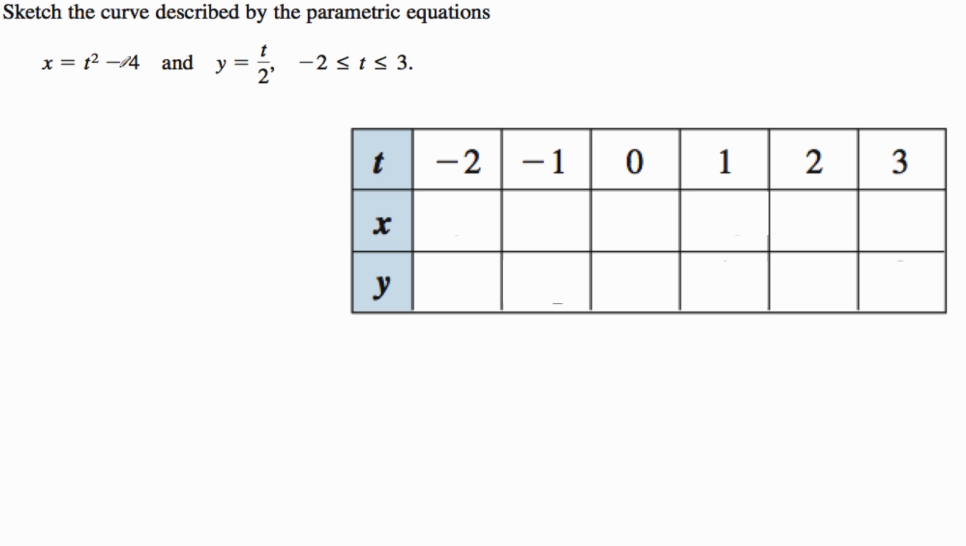So x is t squared minus 4. When I put in -2, -2 squared is 4 minus 4, that's 0. When I put in -1, -1 squared minus 4 is -3. When I plug in 0, I get -4. When I plug in 1, I get 1 squared minus 4, which is -3. When I plug in 2, 2 squared minus 4 is 0. And when I plug in 3, 3 squared, 9 minus 4 is 5.